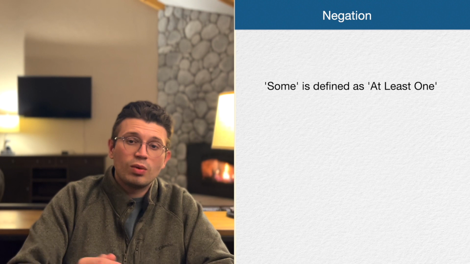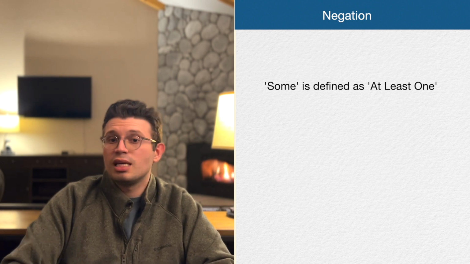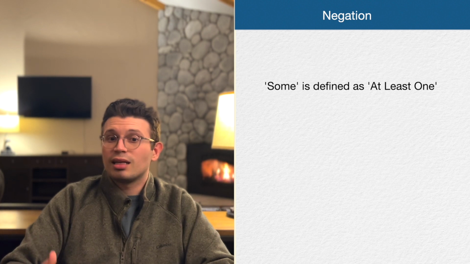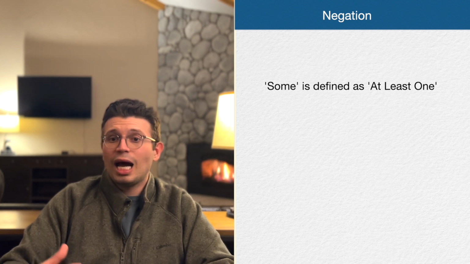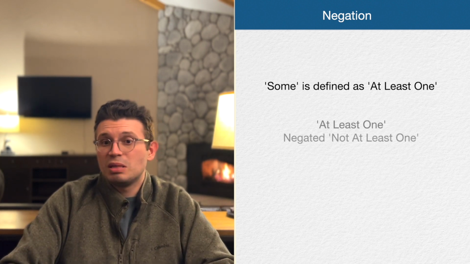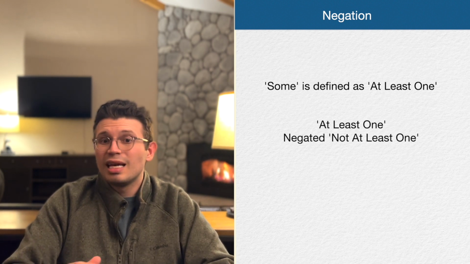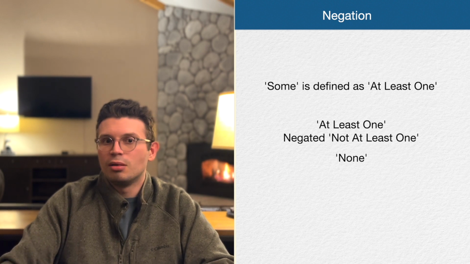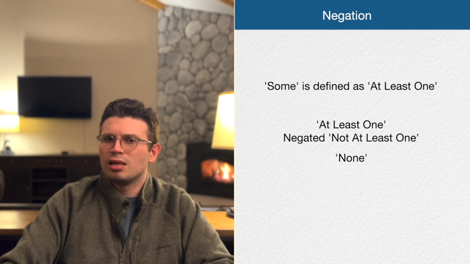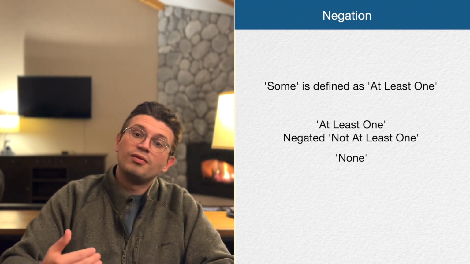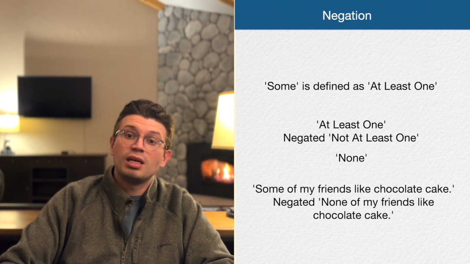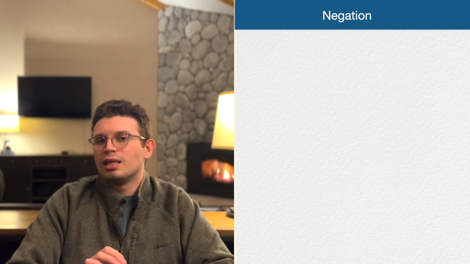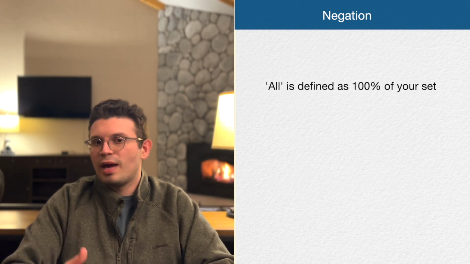For the first one, we want to negate some. Okay, well, let's take a look back at what the definition of some is. Some is defined as at least one. Well, how would we negate at least one? It would be not at least one, which put into less clunky words is none, right? So that one I think is definitely pretty easy. Okay, so the negation of some of my friends like chocolate cake would be none of my friends like chocolate cake.